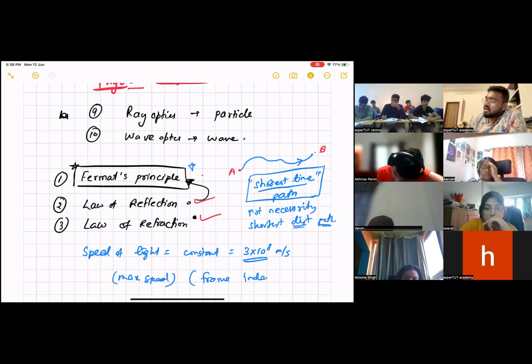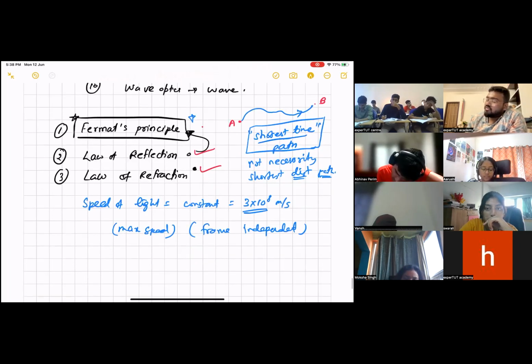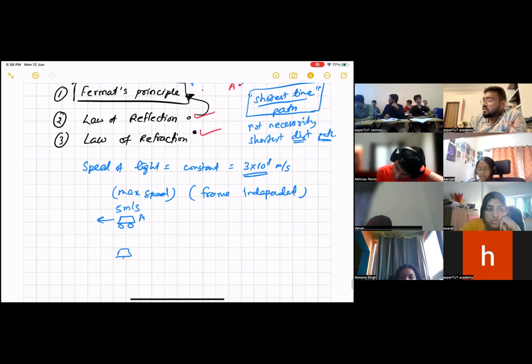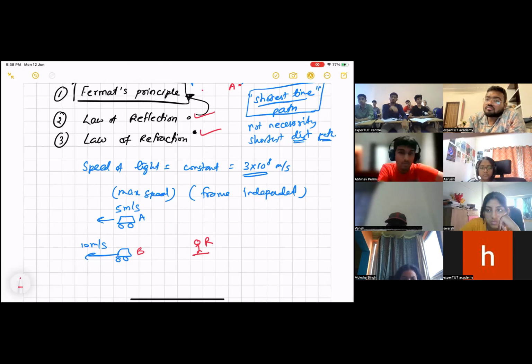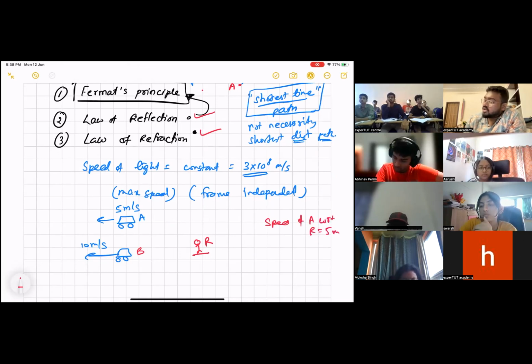What is the meaning of frame independent? Let's say you have a car A going at 5 meter per second and car B going at 10 meter per second. An observer, this red observer on the ground: what is the speed of A with respect to the red observer? Answer quickly. 5, right? Speed of A with respect to R is 5 meter per second.